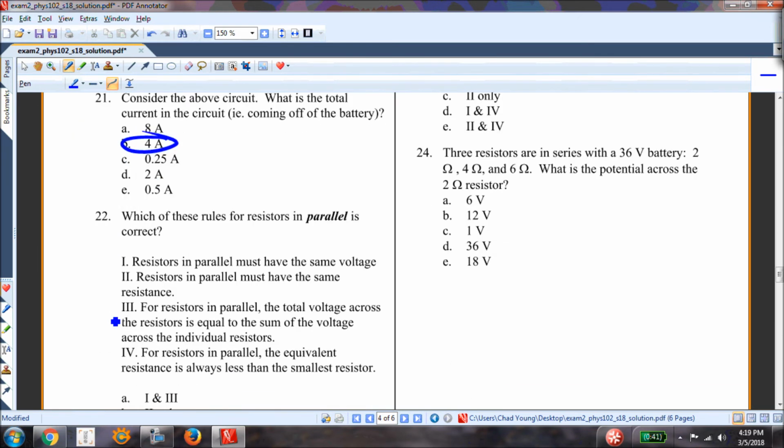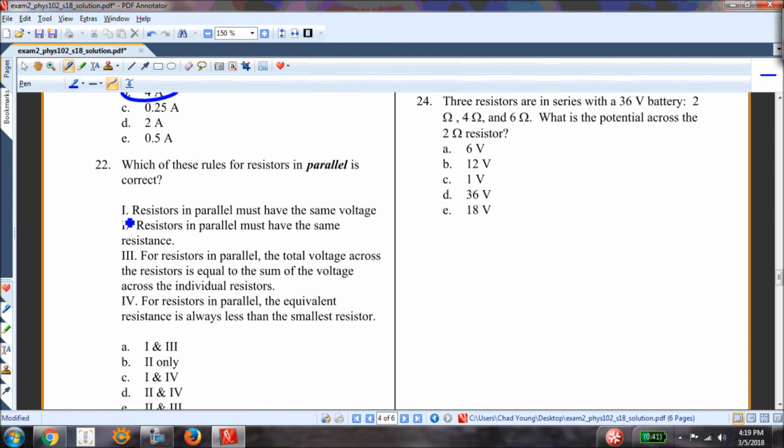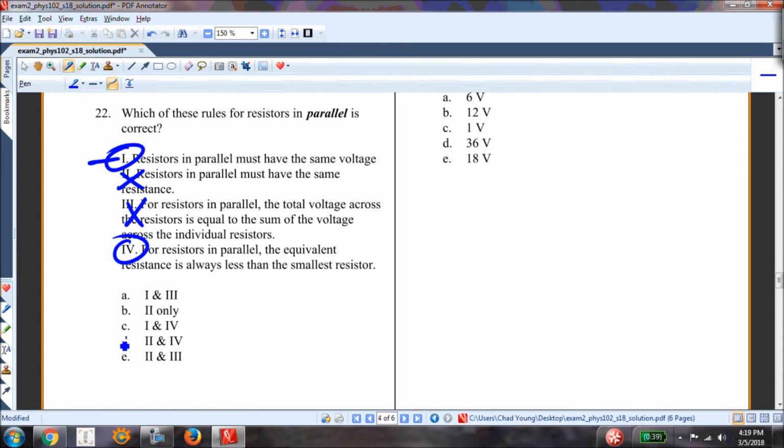Which of these rules for resistors in parallel is correct? They must have the same voltage. Yes, that's correct. They must have the same resistance. Not necessarily. The total voltage is equal to the sum of the voltage. No, that's for series resistors. For resistors in parallel, the equivalent is always less than the smallest resistance. Yes, so 1 and 4. C is the right answer for 22.